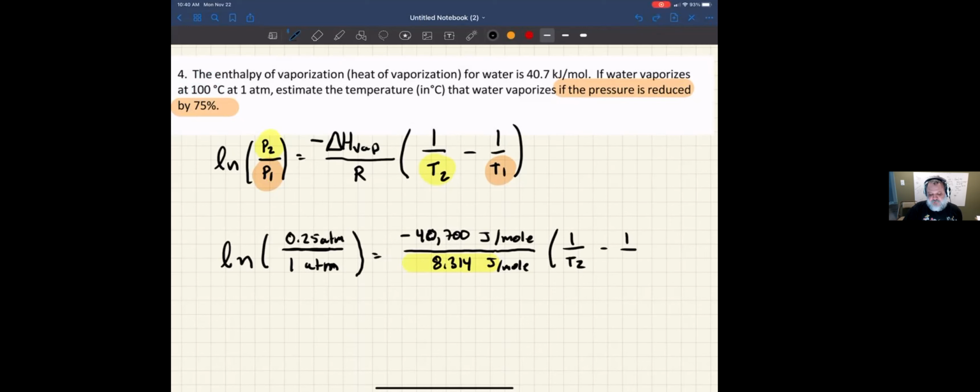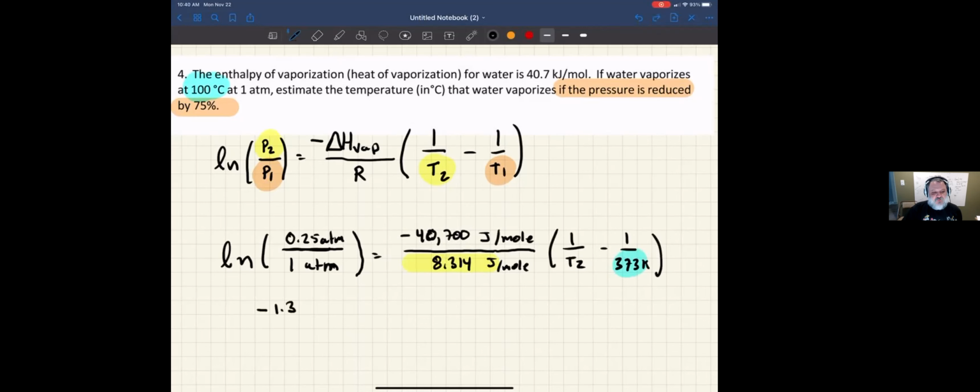And now look back up at the top. T1 is given to you in Celsius. But again, the gas constant is 8.314 joules per mole times Kelvin. I'm going to add that back in here in just a second. So the temperature needs to be in Kelvin, 373 Kelvin. Okay, now that I've got it all together, I can solve for T2.